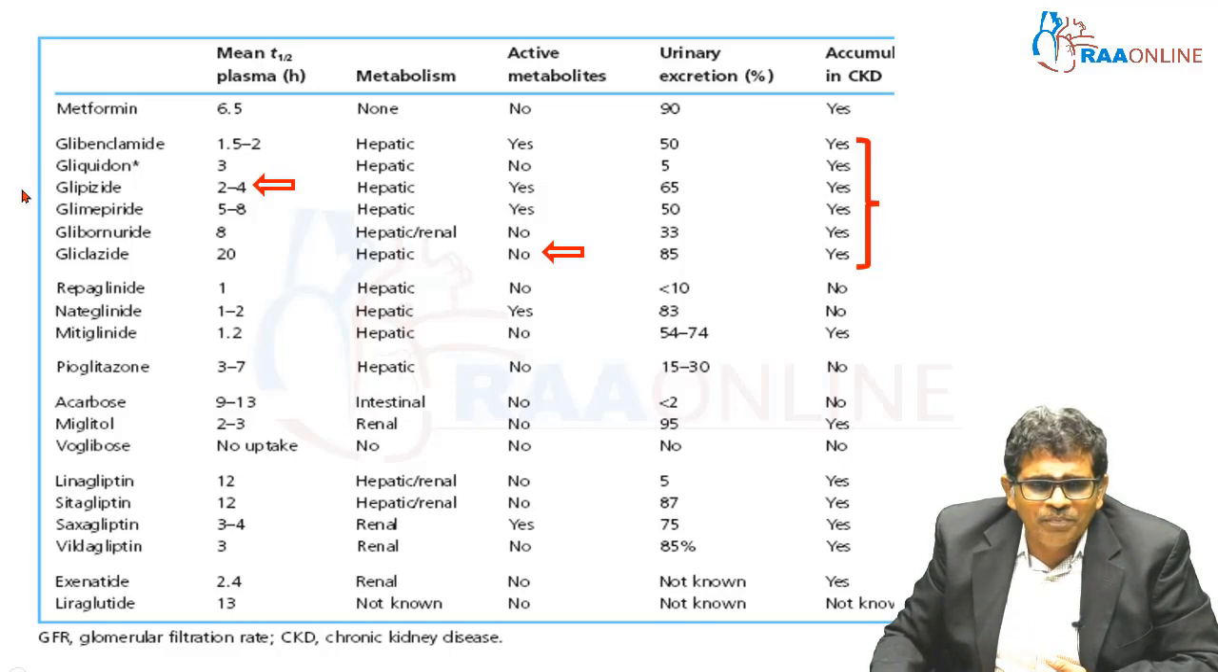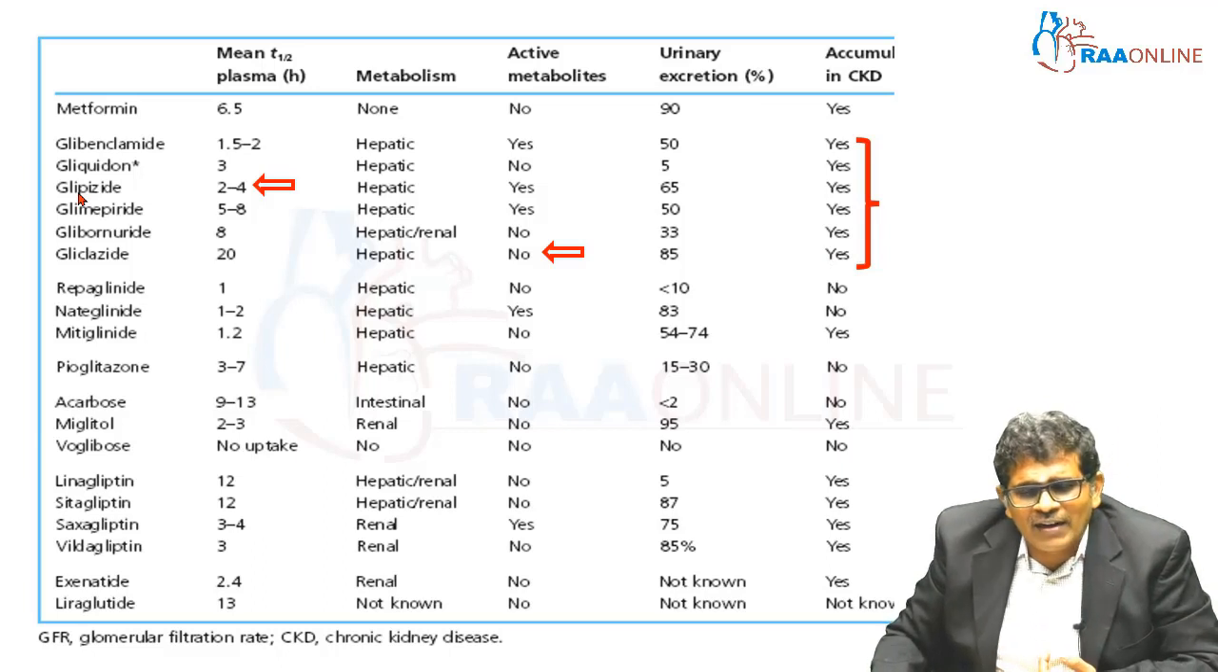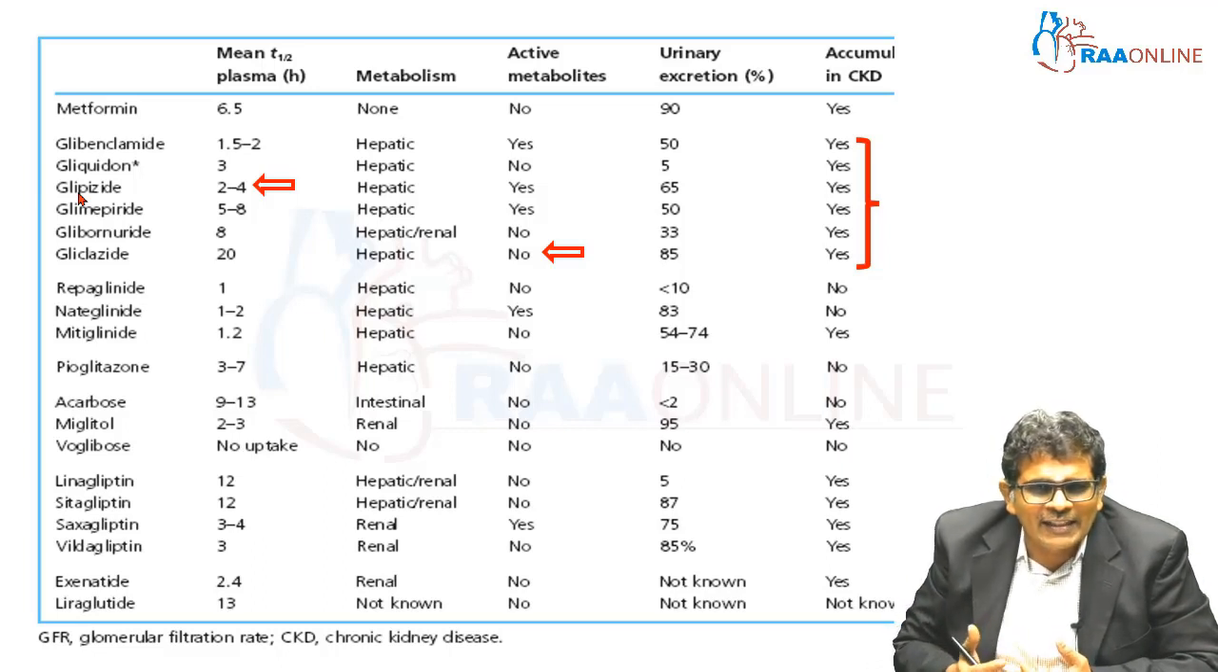The typical sulfonylureas that we use nowadays in practice are glimepiride, gliclazide, and glipizide. We use glibenclamide also, but glibenclamide is not much used nowadays for various reasons. So the typical three sulfonylureas used are gliclazide, glimepiride, and glipizide. All these sulfonylureas can accumulate in chronic kidney disease. Is there any drug which is favored, or which should not be used in chronic kidney disease? There is nothing like that.